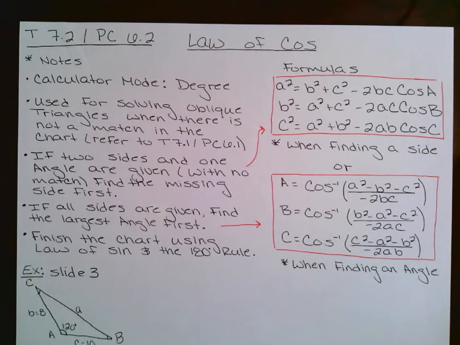All right, this is 7.2 for trigonometry and 6.2 from pre-cal. This is on the law of cosine. So in the last video and lesson, we learned law of sine. And if you watched, we created a chart. Every time we had a match in the chart, we would use law of sine. So this is the first time we're going to see that we do not have a match. And that's how you know you have to use these formulas using law of cosine.